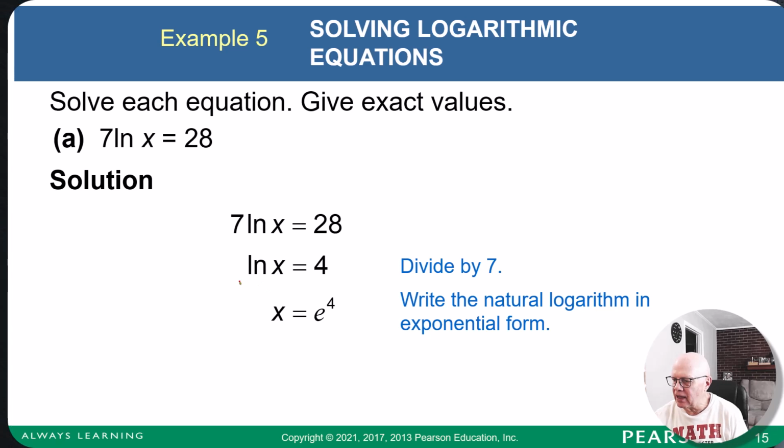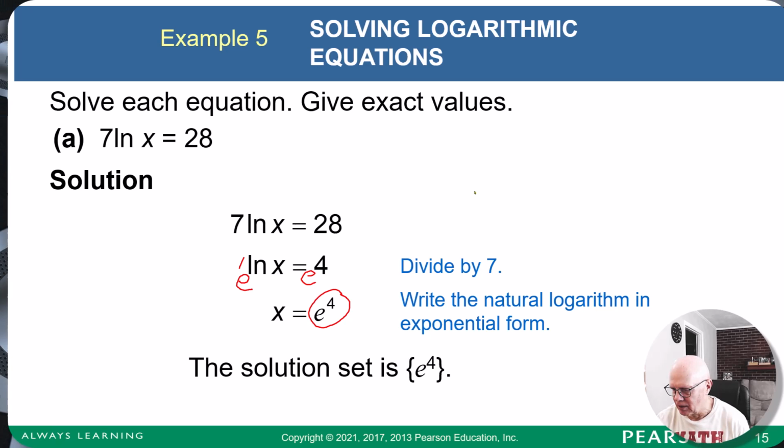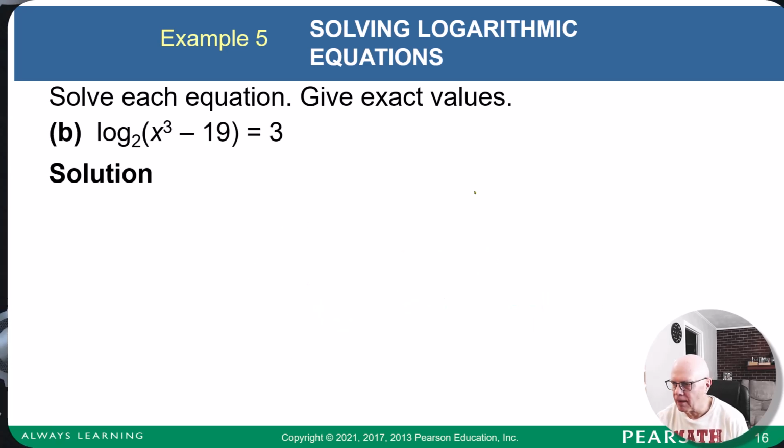Take e as the base of each one. These two cancel each other out because they're inverses. You get just the x. If you want the exact value, there you go. Now if you're trying to figure out how long your house is going to be, you need an approximation. There's your exact answer. Solution set notation, there you go.